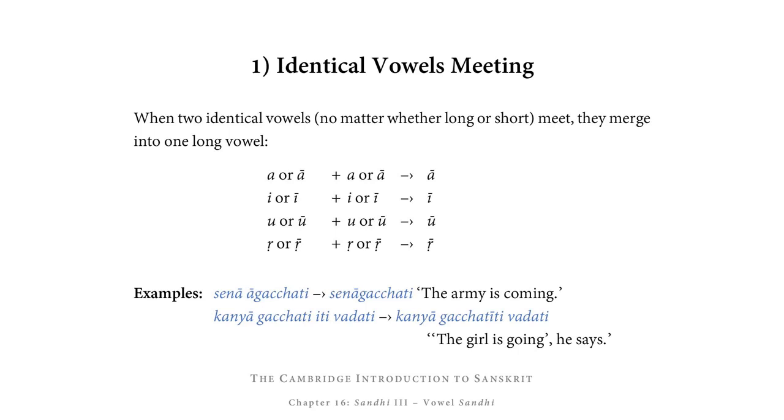Two examples. Senā agacchati, the army is coming, changes into senāgacchati, with the ā and a merging into one long ā. Note that once these two vowels have merged, the two words are then also written together. Second example, kanyā gacchati iti vadati. The girl is going, he says, changes into kanyā gacchatīti vadati, with the i at the end of gacchati and the i at the beginning of iti merging into one long vowel, and the two words then being written together as gacchatīti.